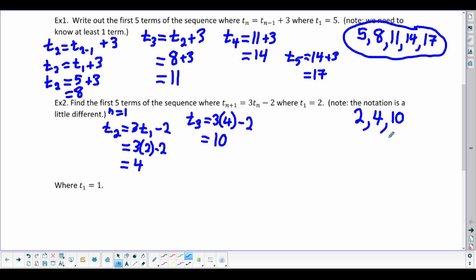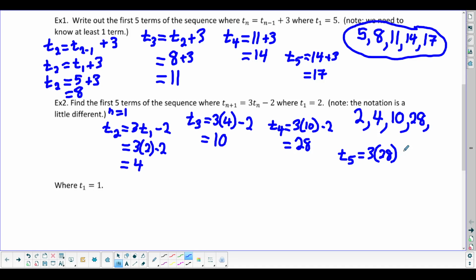So we could probably do that without writing it out every time. But just to show our work, and for our own notes, I'm going to write it out each time. So 3 times 10 is 30, minus 2 is 28. Last one, now we're getting some big numbers. Be a little more challenged. Term 5 is going to be 3 times term 4, 28, minus 2. That's a little harder. That's 84 minus 2 is 82.